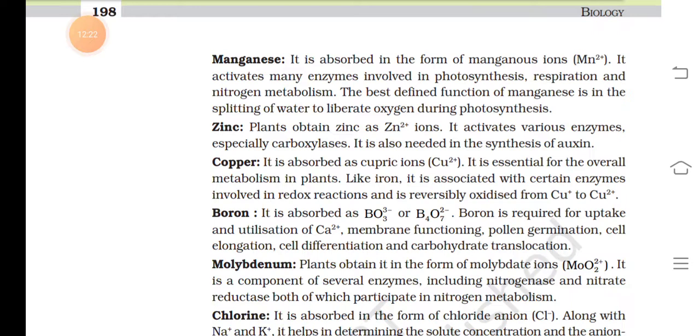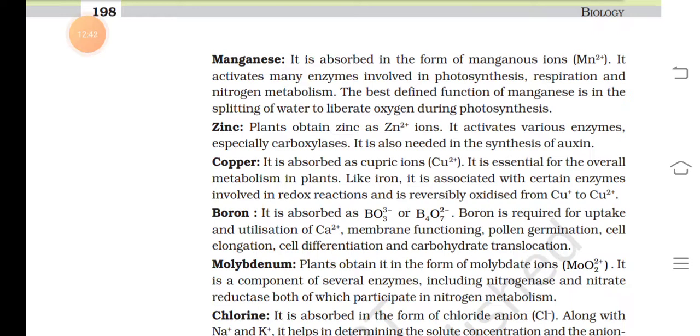Copper. It is absorbed as cupric ion, Cu plus 2. It is essential for the overall metabolism in plants. Like iron, it is associated with certain enzymes involved in redox reactions and is reversibly oxidized from Cu plus to Cu plus 2.